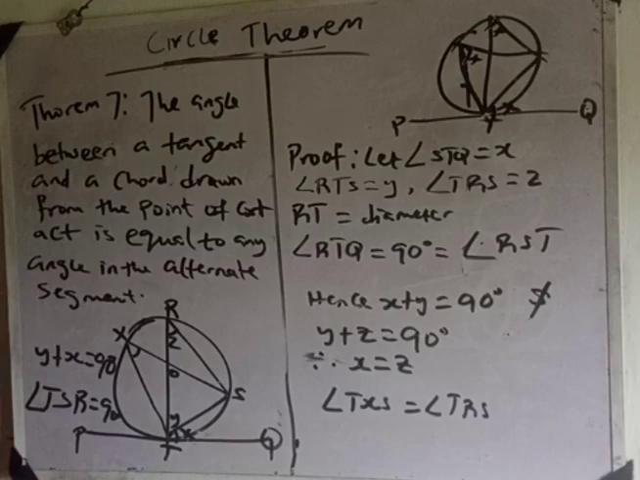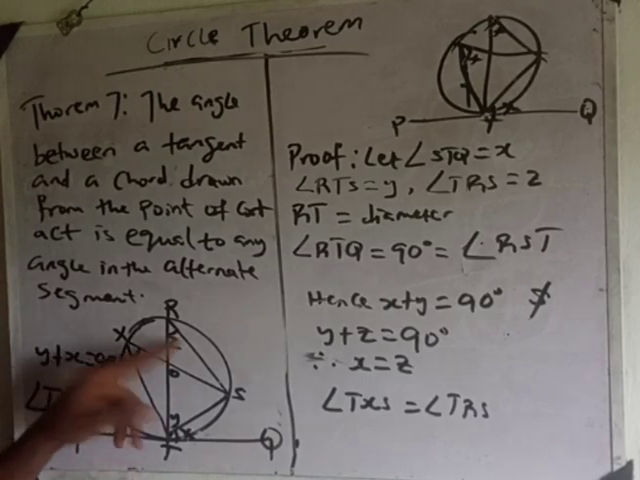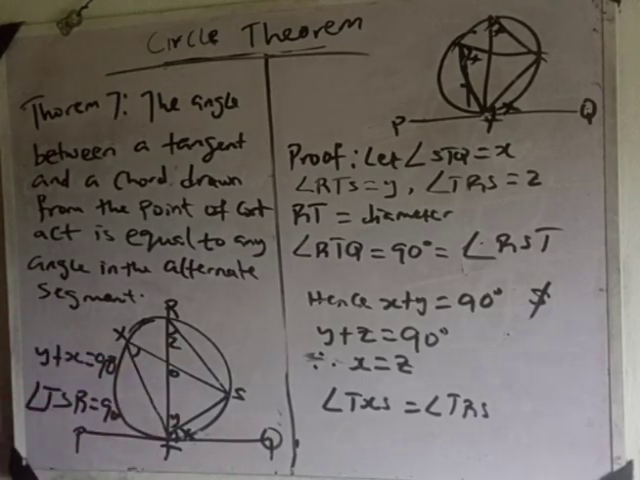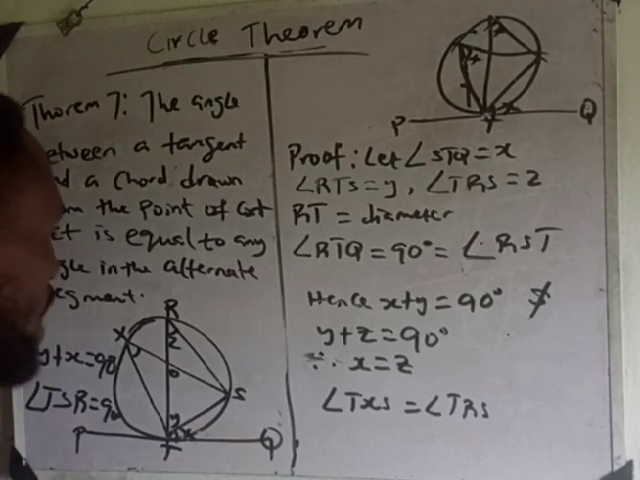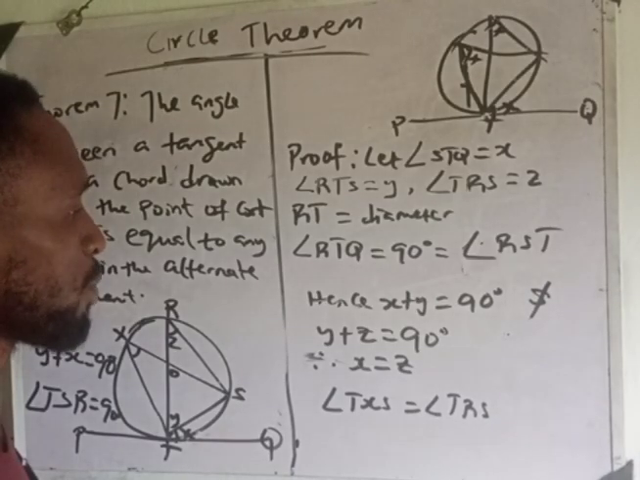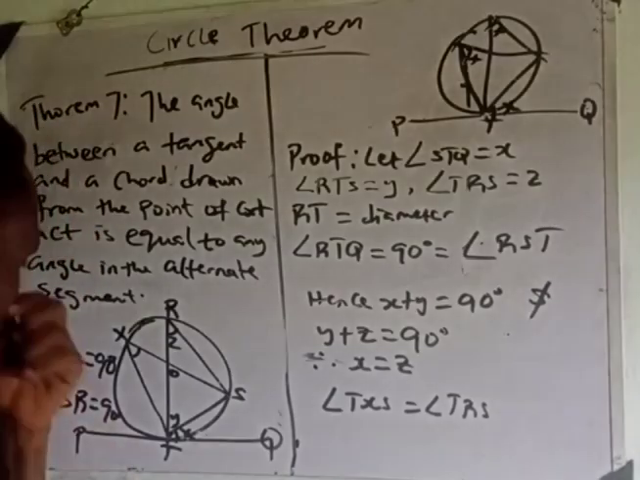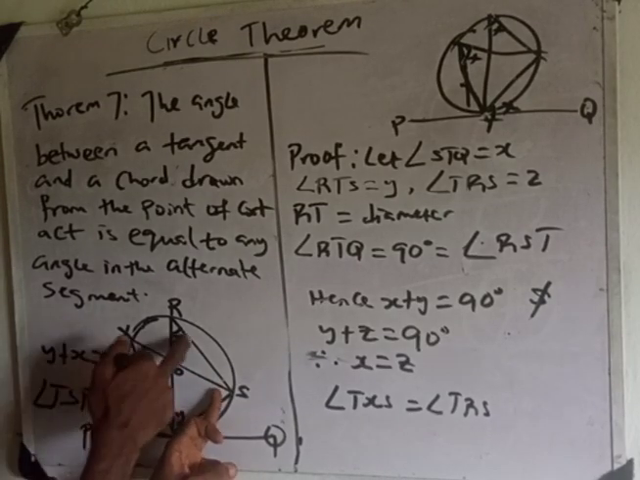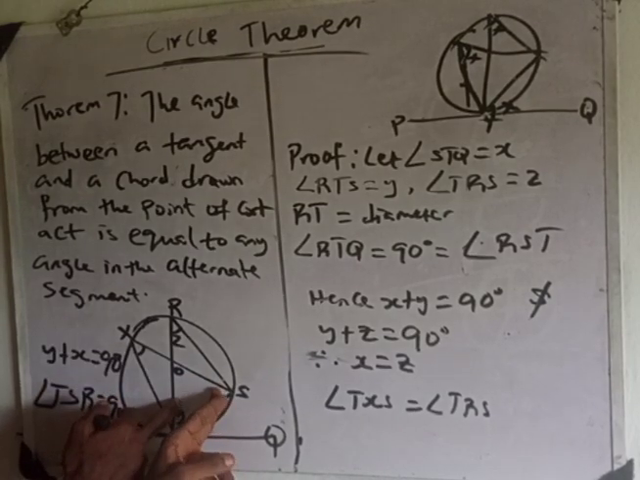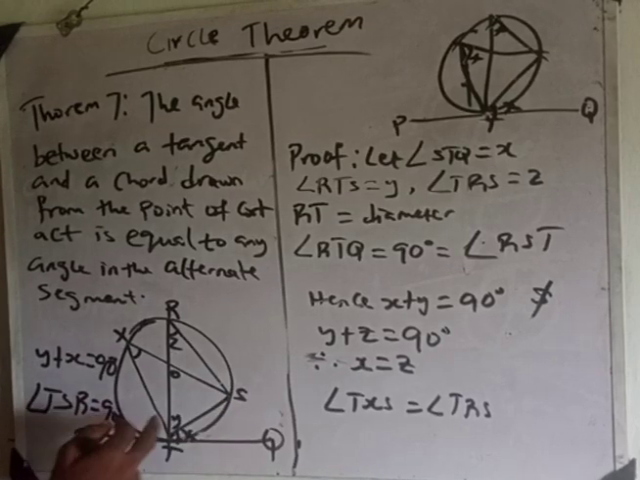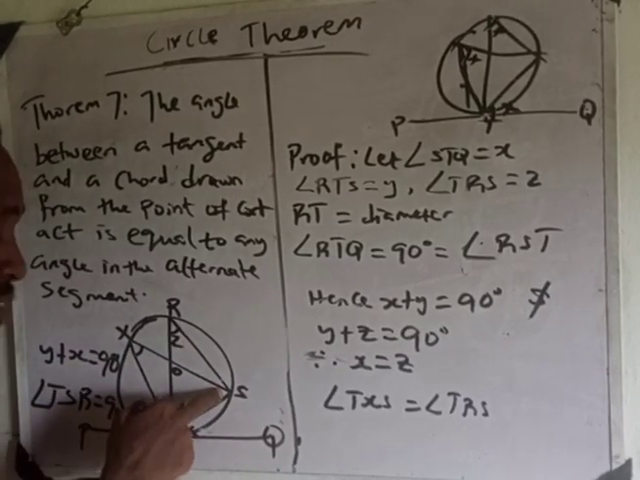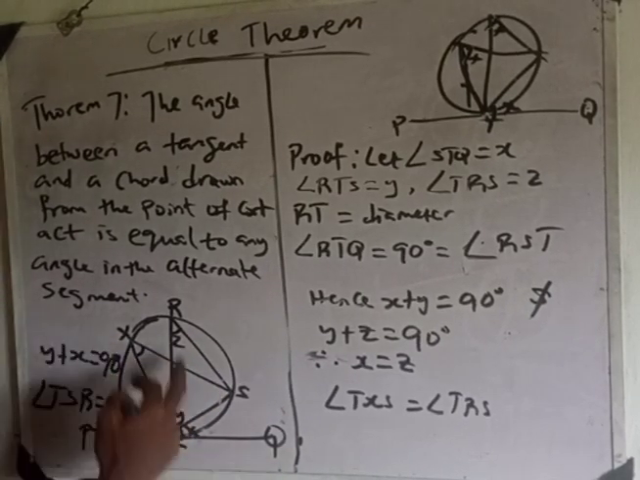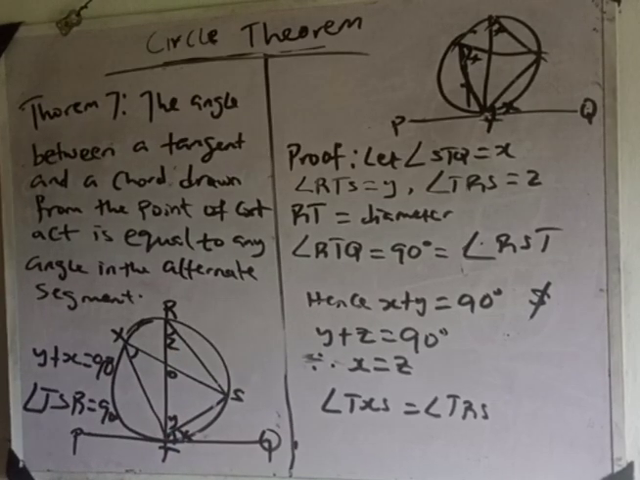But also, this z plus y will also be 90 degrees. Why will it give us 90 degrees? You know that the total angle in a triangle is equal to 180 degrees, right? Total angle in a triangle is 180 degrees. So if this gives us 90 degrees, it means that these two will also give us another 90 degrees that will make up 180 degrees. Is that okay? Or we can say that z plus y will give us 90 degrees.